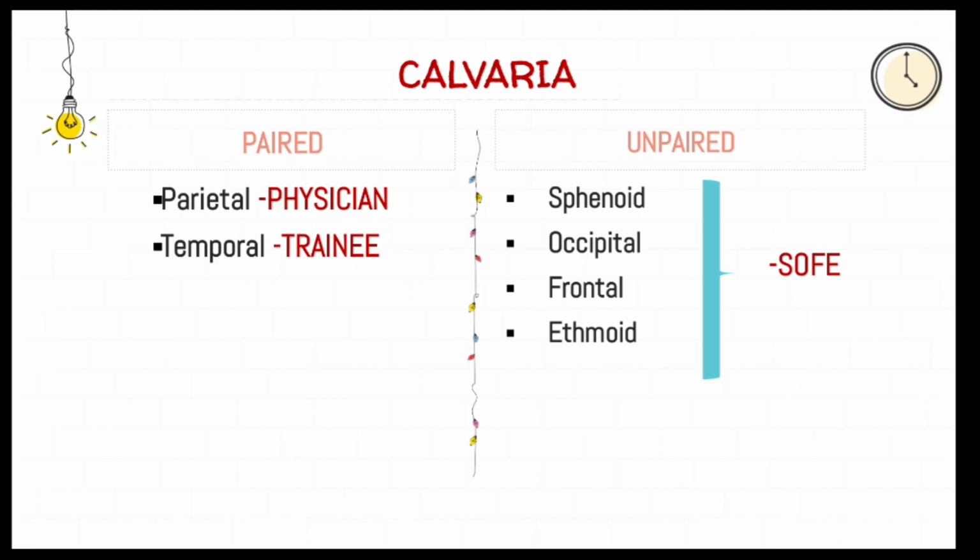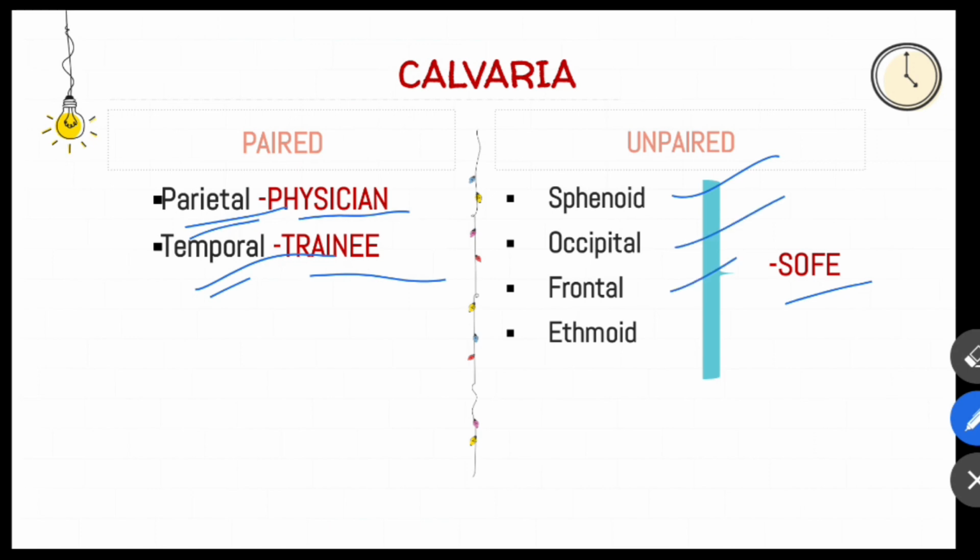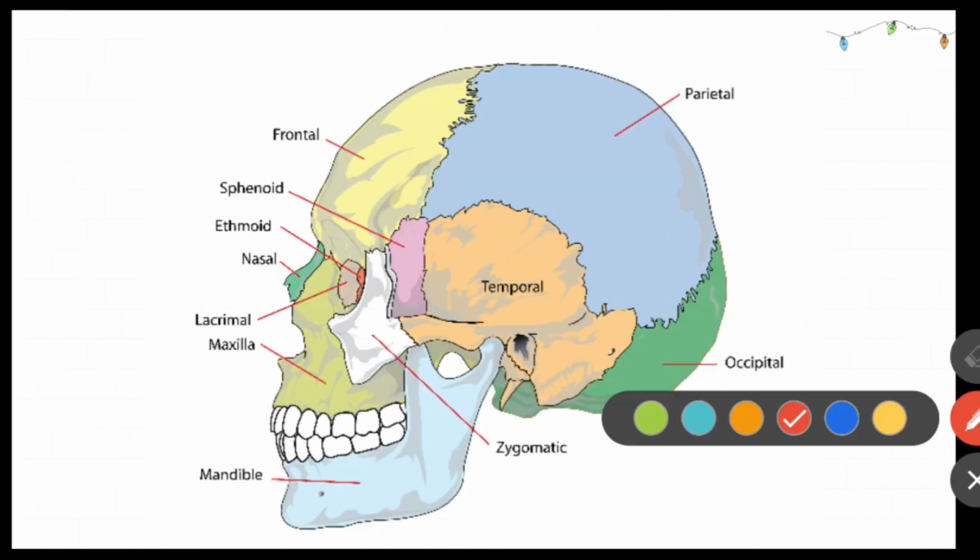So, taking into consideration your calvaria, there are 2 paired bones, that is your parietal and your temporal bone, and 4 unpaired bones. Now, to make it easier for you to remember it, we have made a mnemonic, that is Physician Trainee Named Sophie. P for paired, physician for parietal, trainee for temporal, and her name is Sophie: S for sphenoid, O for occipital, F for frontal, and E for ethmoid.